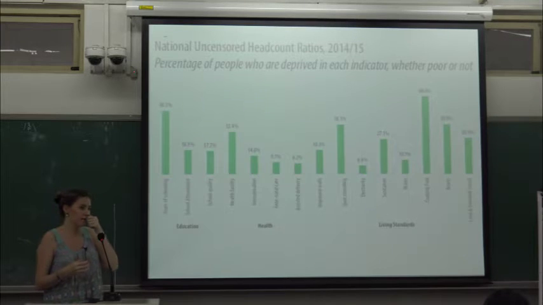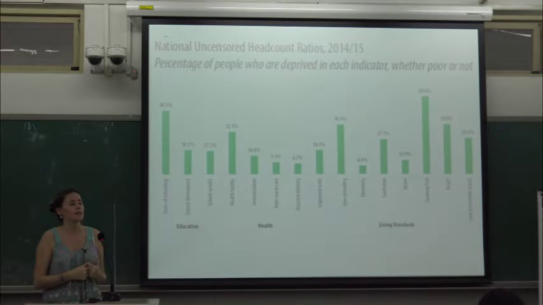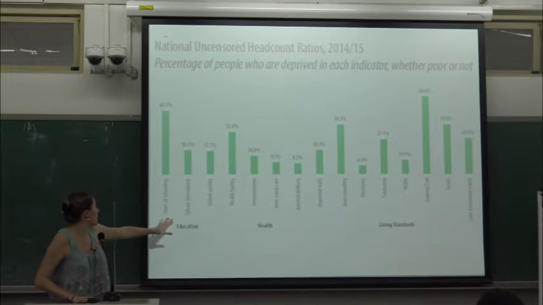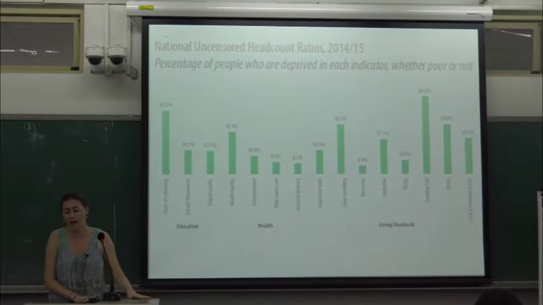So this is the most basic, the initial results that they got, and these are the uncensored headcount ratios for each of the 15 indicators that they included in the measure. As you can see here, the indicator that is showing the largest ratio is the indicator on cooking fuel. And then it's also followed by years of schooling and overcrowding and assets that are also quite high.